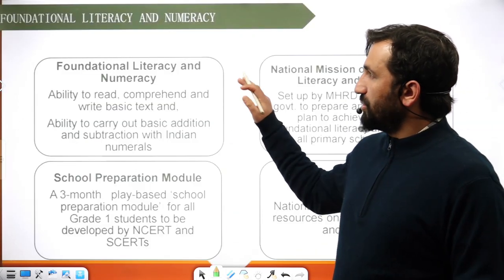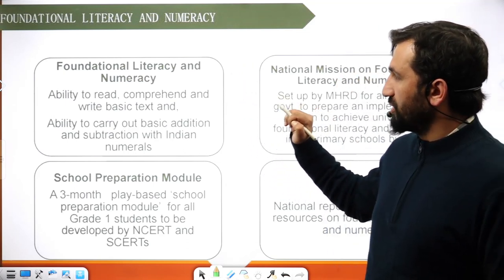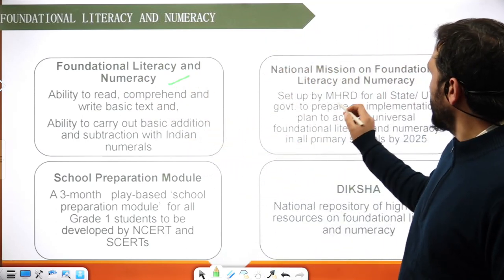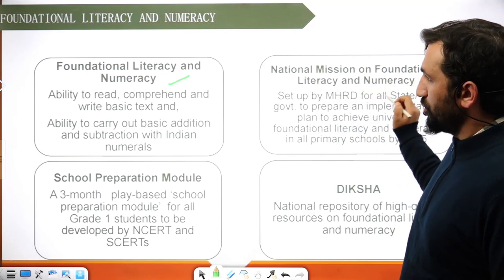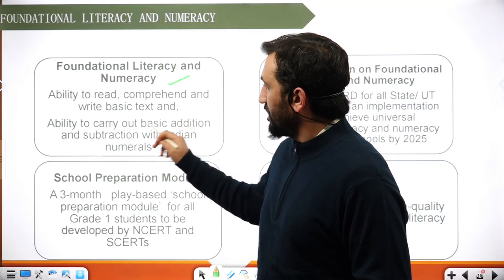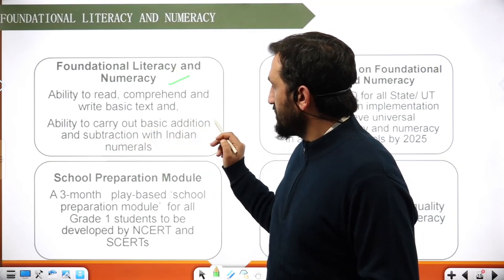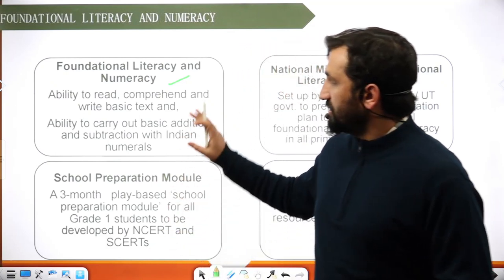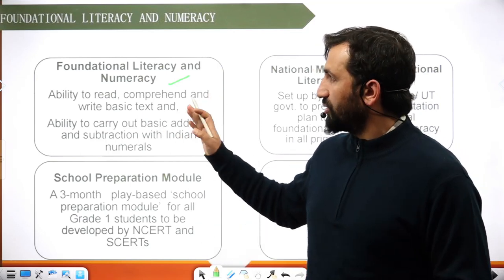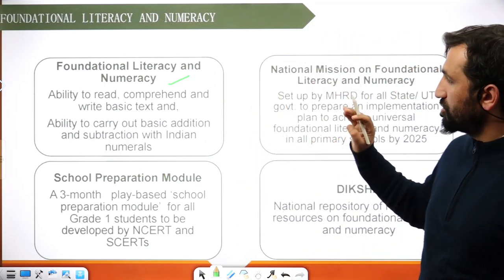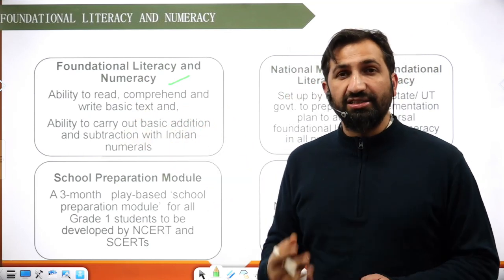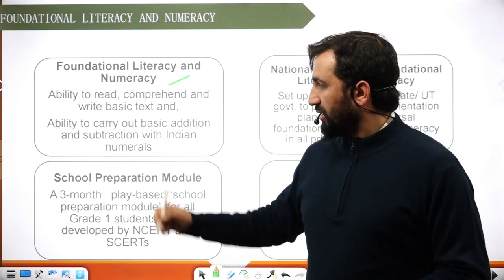After that, this is the first component of the policy, FLN, Foundational Literacy and Numeracy. FLN is basically now a mission, in the form of a mission, the National Mission on Foundational Literacy and Numeracy. It is the ability to read, comprehend and write a basic text and the ability to carry out basic addition and subtraction with Indian numerals. This is the first part of the policy. It's an implementation part. We have to achieve the FLN goals, or the goals set under Nipun Bharat, in which our children should be able to read, comprehend and write basic text, and then basic addition and subtraction in Indian numerals.